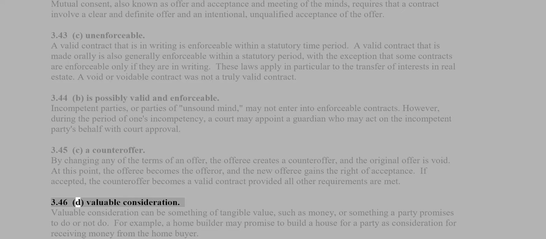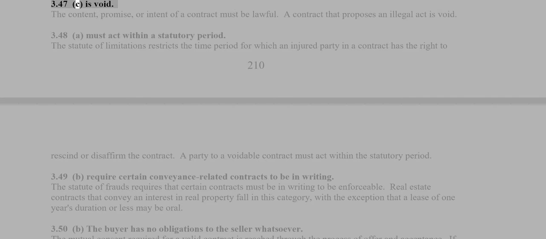3.46 d. Valuable consideration. Valuable consideration can be something of tangible value, such as money, or something a party promises to do or not do. For example, a home builder may promise to build a house for a party as consideration for receiving money from the home buyer. 3.47 c. Is void. The content, promise, or intent of a contract must be lawful. A contract that proposes an illegal act is void.